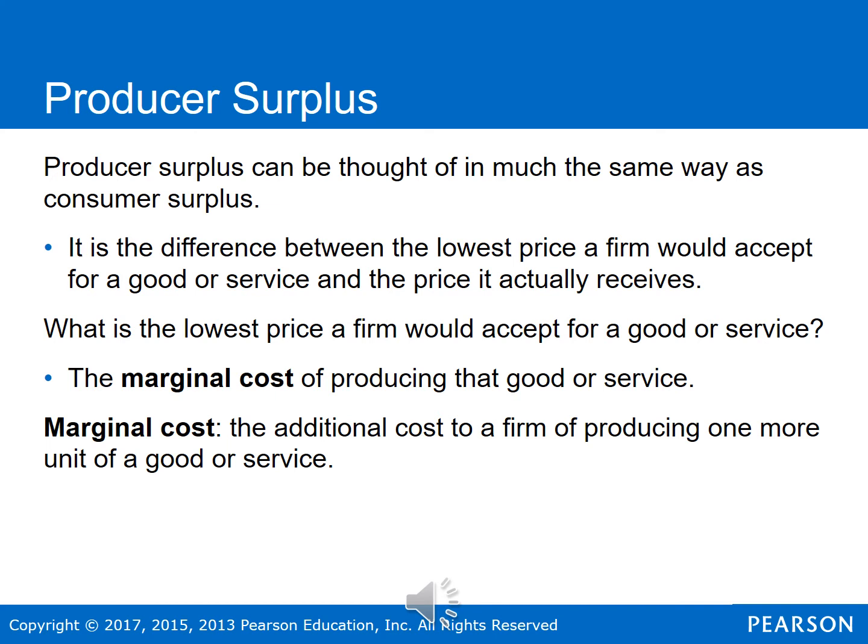Now, producer surplus is the difference between the lowest price a firm would accept for a good or service and the price that it actually receives. Now, the lowest price a firm is going to be willing to accept for a good or service is going to be the marginal cost of producing that good or service. Remember, marginal cost is the additional cost to a firm for producing one more unit of that good or service.